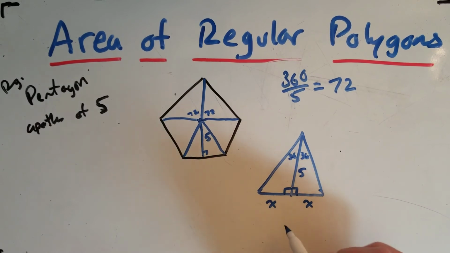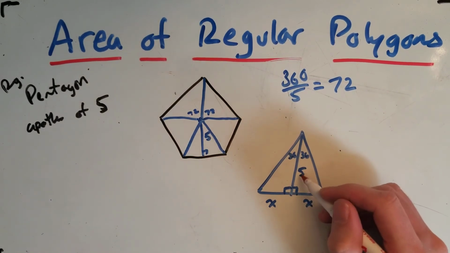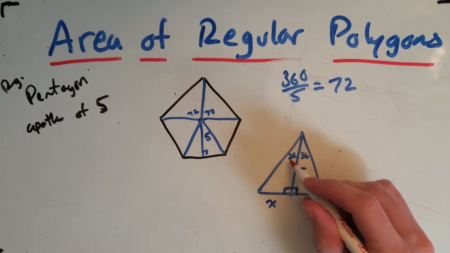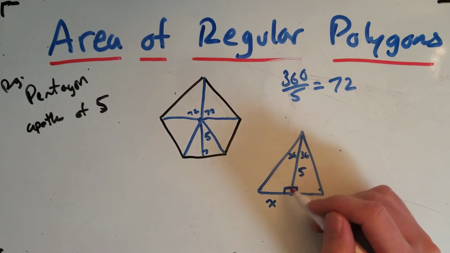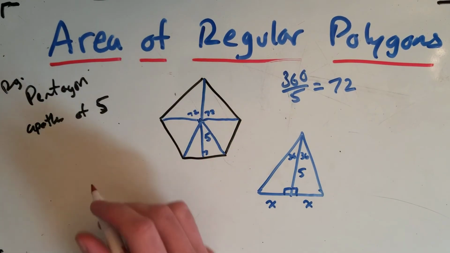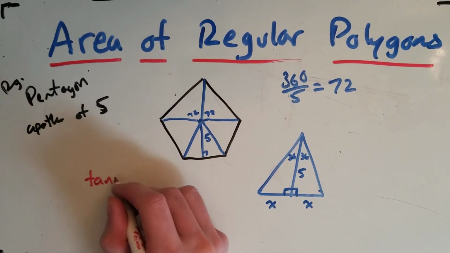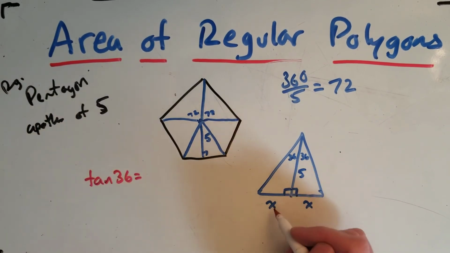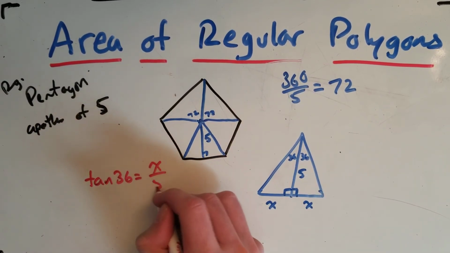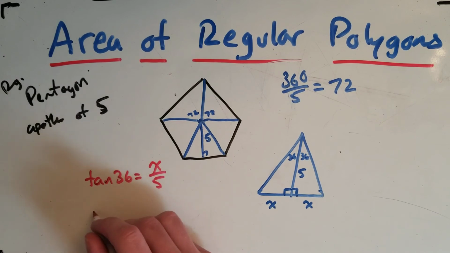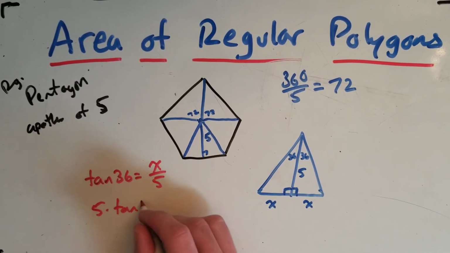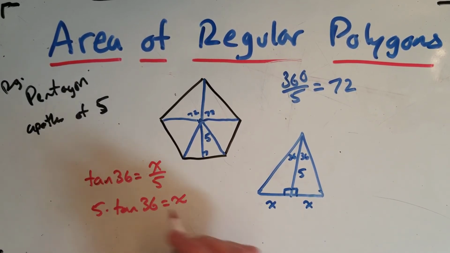So for this, we have to go back to a little bit of trig here. We have a right triangle. In relation to the 36, we have the adjacent side. We need the opposite side. So if we use some trig here, tangent of 36 is going to be equal to opposite over adjacent. So x over 5. So 5 times tan 36 is going to be equal to x.